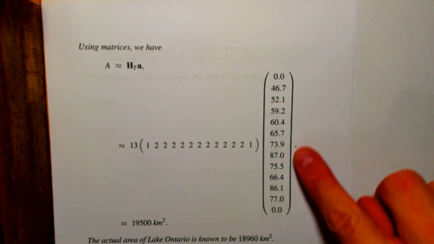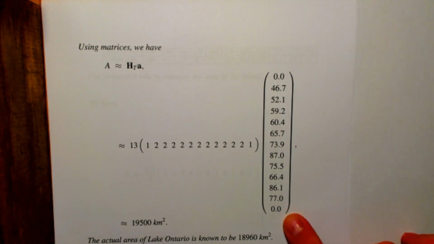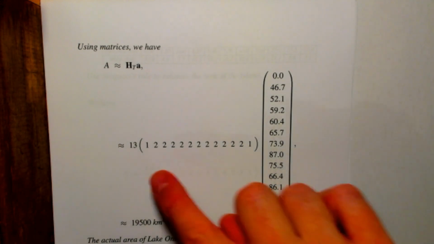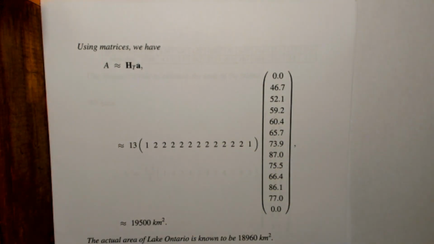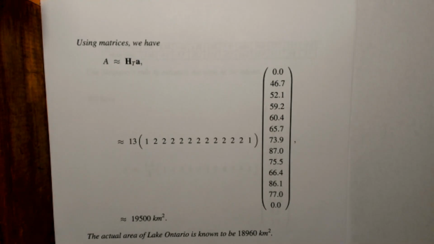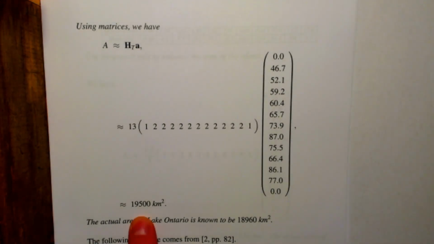Here's our data of the lengths across the lake. And so we multiply this out and we get 19,500 square kilometers as the lake area of Lake Ontario. So it's known to be 18,960. So that's actually not too bad, given that these measurements were taken 26 kilometers apart.